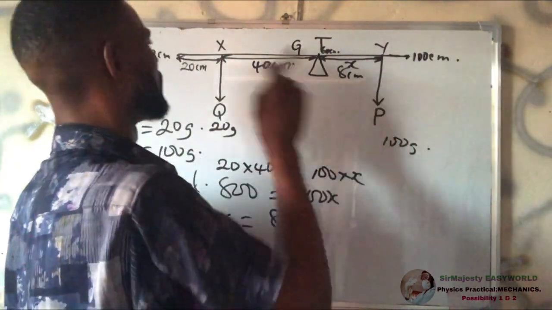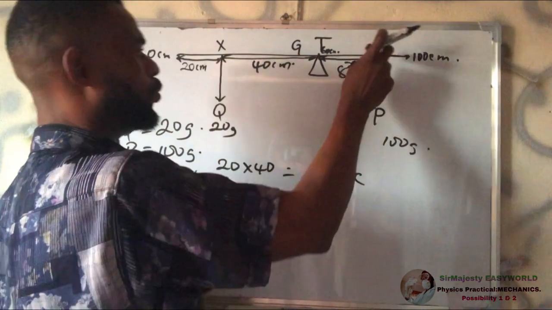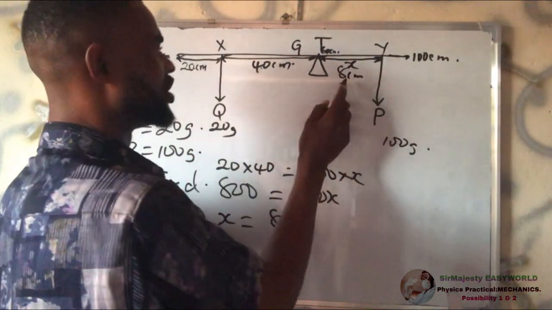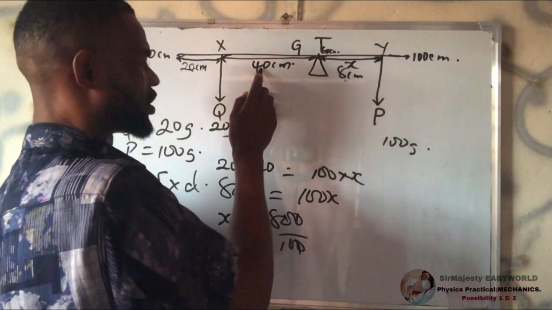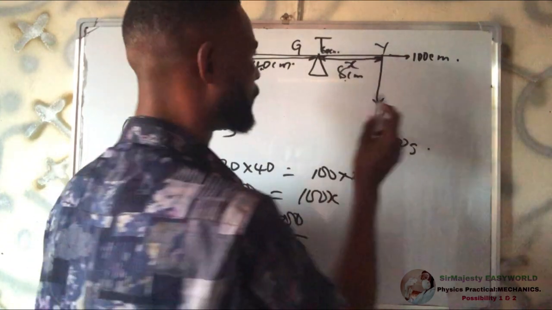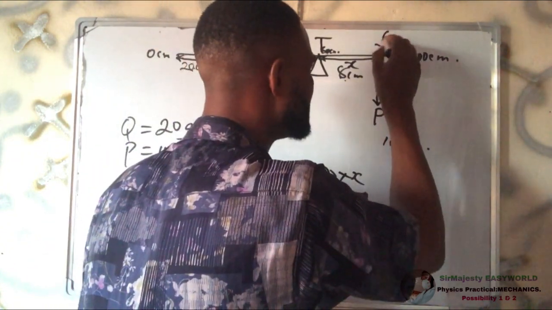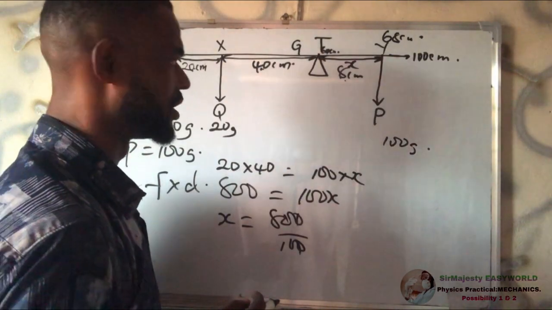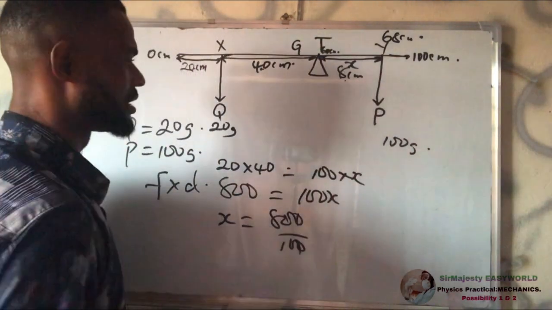Then what is its distance now from 0 to y, where y is located? You know this is 20, this is 40, this is now 8. 20 plus 40 is 60. And 60 plus 8 is 68. Therefore, this mass must be placed at the 68 cm mark for the meter rule to balance. You see it now.